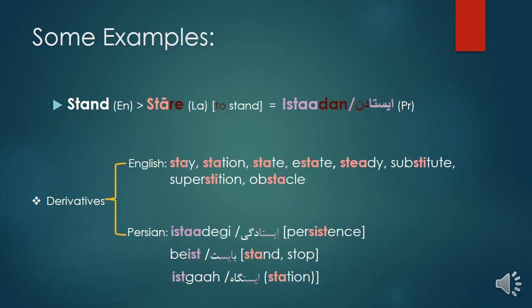Again, there is a wide diversity of derivatives for this root. In Persian, istadegi, that means persistence. Beist, that means stand, also again a commentary verb. Istgah, that is station.